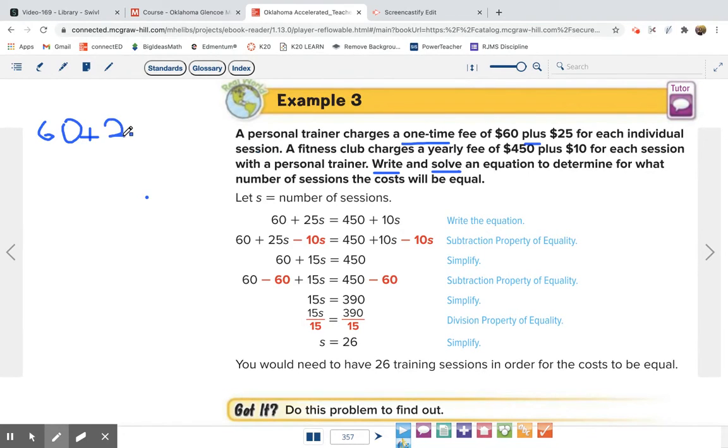Well, we don't know how many sessions. That's what we're trying to figure out. But it's $25 for each one. So if it's 5 sessions, that'd be 25 times 5. So we have 25S. So this is for the personal trainer.